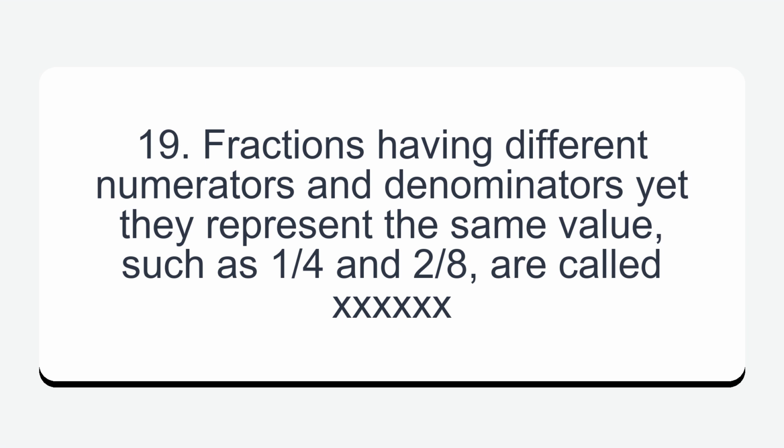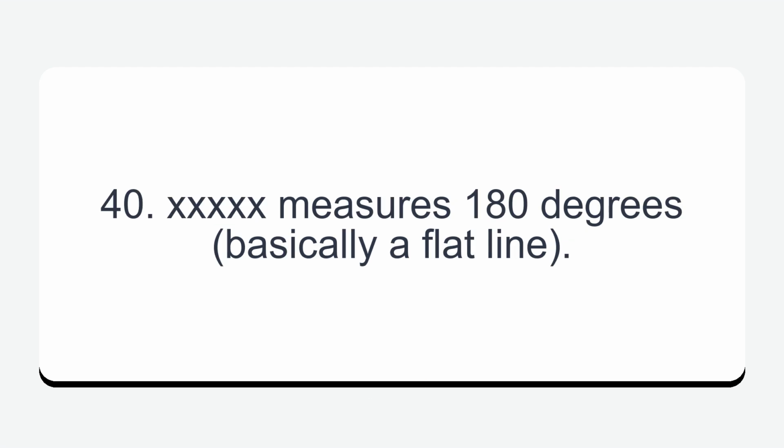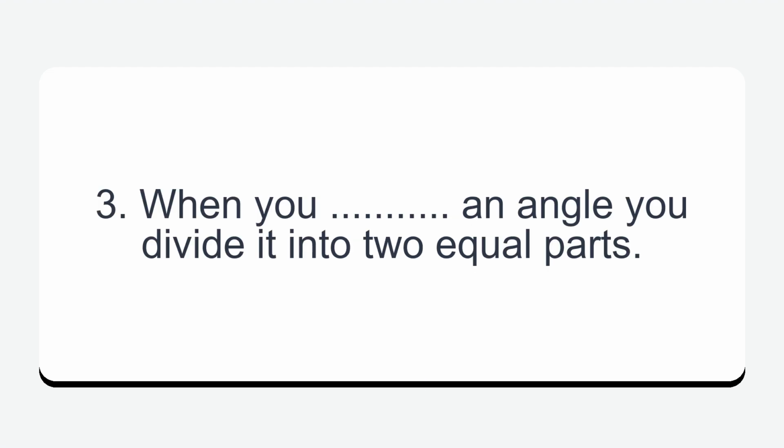19. Fractions having different numerators and denominators yet they represent the same value, such as 1/4 and 2/8, are called XXXXX straight angle. 40. XXXXX measures 180 degrees, basically a flat line. Bisect. 3. When an angle you divide it into two equal parts.